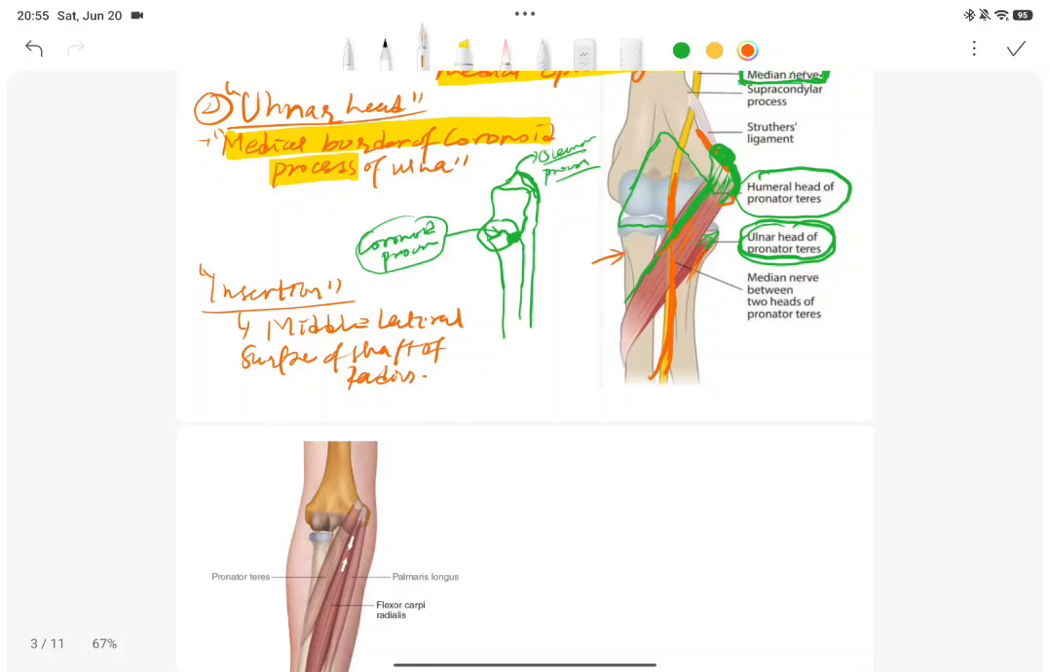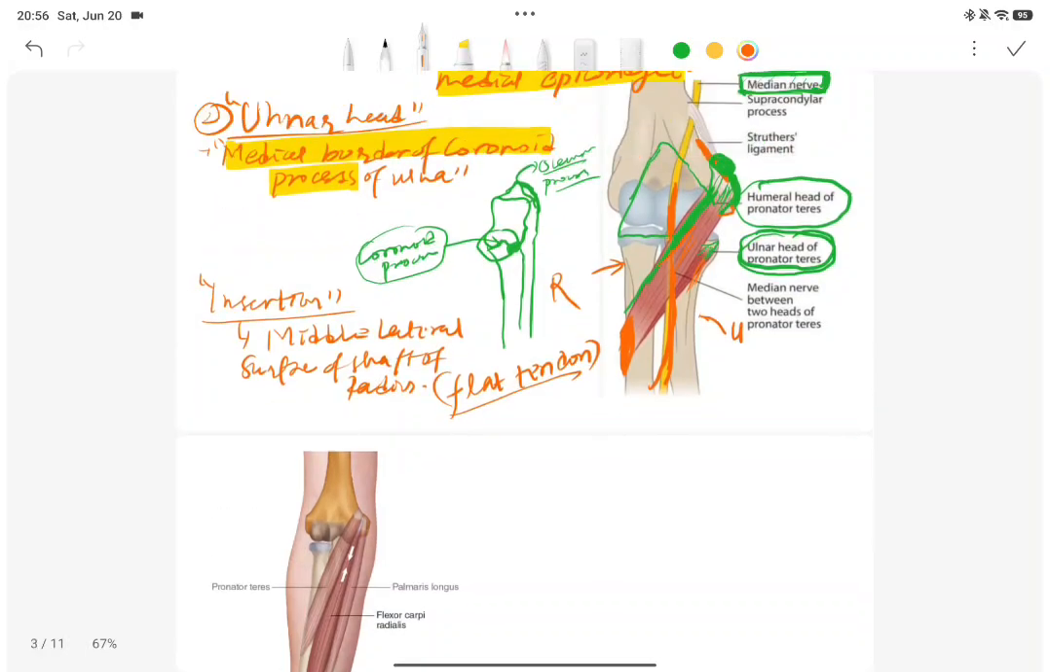Radius is another bone. This is the radius, this is the ulna. There is a lateral surface, medial surface, and shaft of the radius, where it is inserted as a flat tendon. It is not an aponeurosis; an aponeurosis is a bit flat, but this is a kind of flat tendon in which it is inserted.